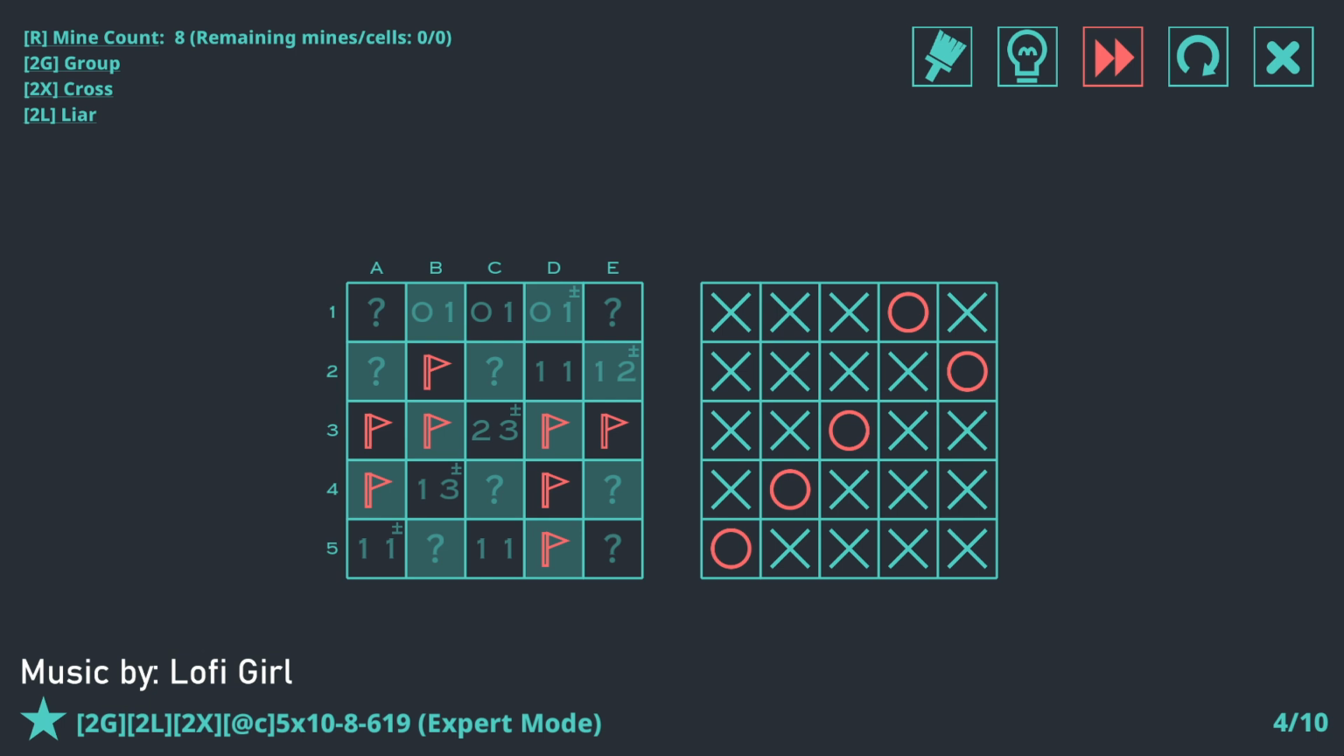Okay. Yeah, group is a little bit harder to work with in general, I guess. Or maybe it's just cross and liar. Liar is a bit harder than encrypted, I would say, in terms of the attachment thing. Oh well. Okay. Alright, let's keep going.